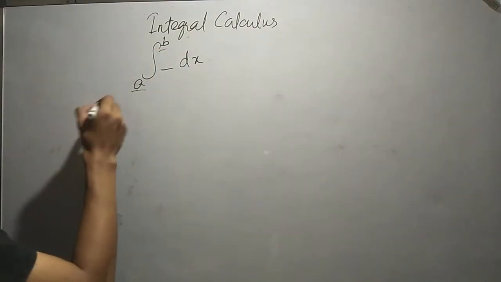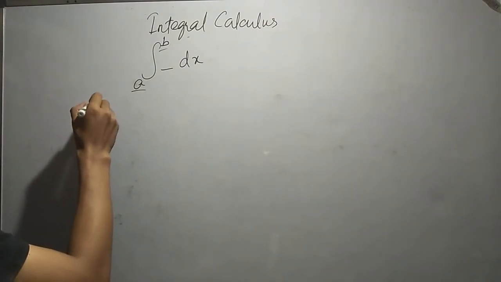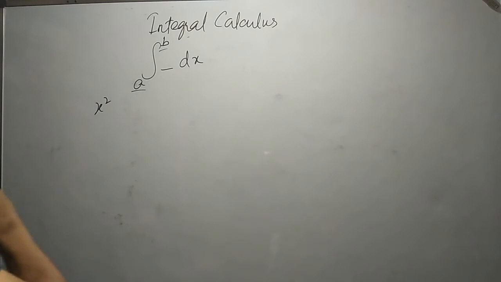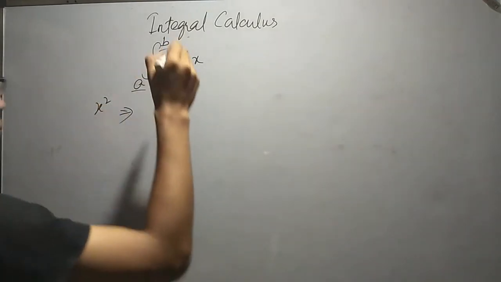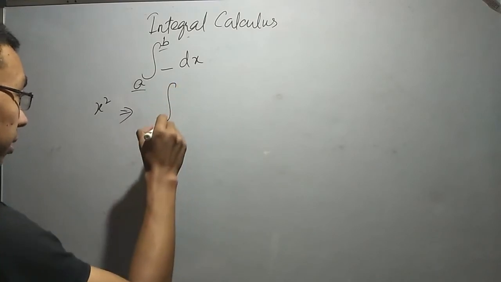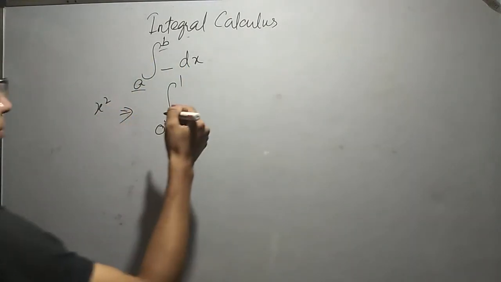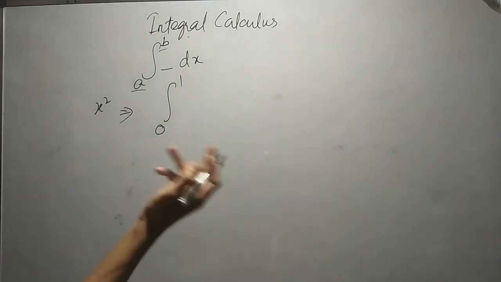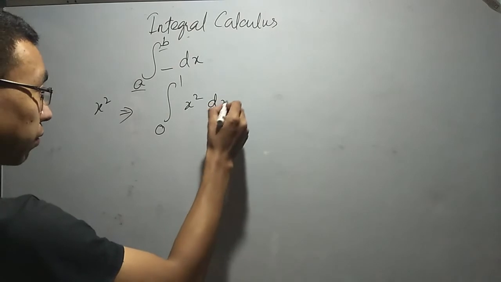So let's try out one problem, say for x squared again. We integrate this one between the limits, say 0 to 1. So integrating from 0 to 1. Suppose the limit is 0 to 1, or maybe you can take any other number also. So 0 to 1, x squared dx.